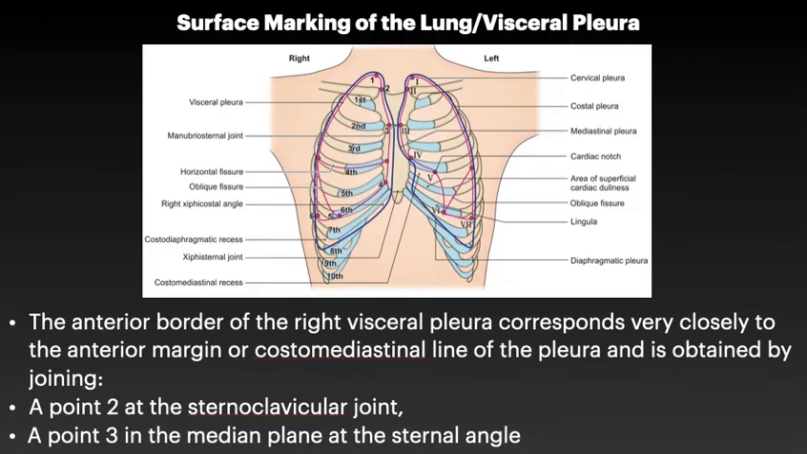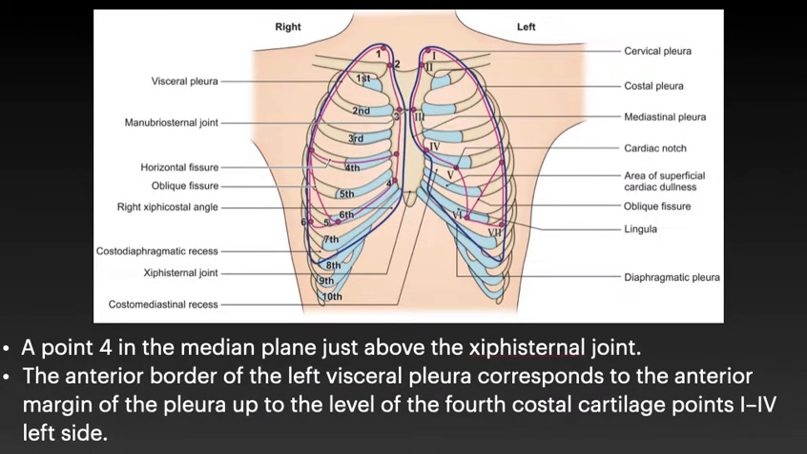The anterior border of the right visceral pleura corresponds very closely to the anterior margin of the costomediastinal line of pleura and is obtained by joining point 2, the sternoclavicular joint, point 3, the median plane at the sternal angle, and point 4, in the median plane just above the xiphisternal point.